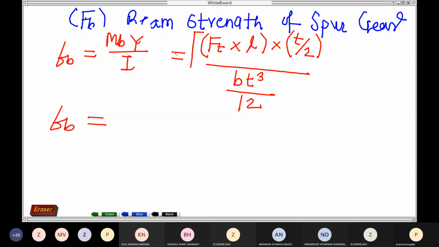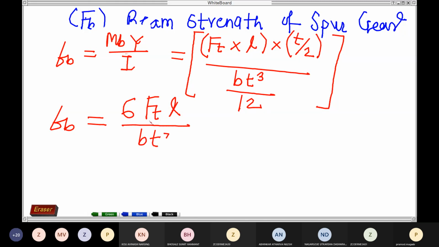Now, yes, sir. Convert this formulation into simplified format. So that will be 12 divided by 2, which is 6. So I'll write 6 Ft as it is, tangential force. And then the length as it is, length divided by b, t gets cancelled, t cube by t, t square remains. So therefore, I'll write b t square. So this will be the bending stress occurring due to load in the system.